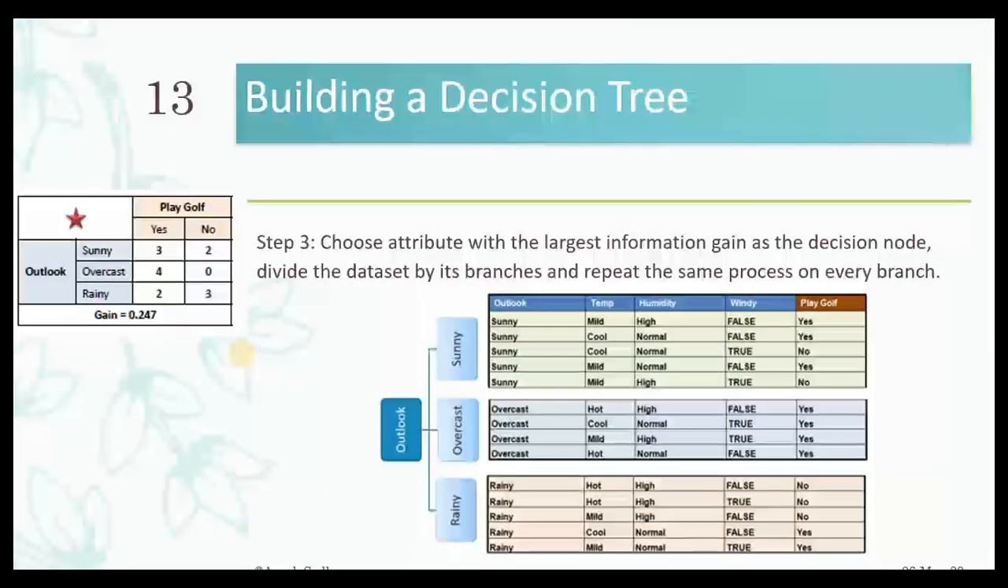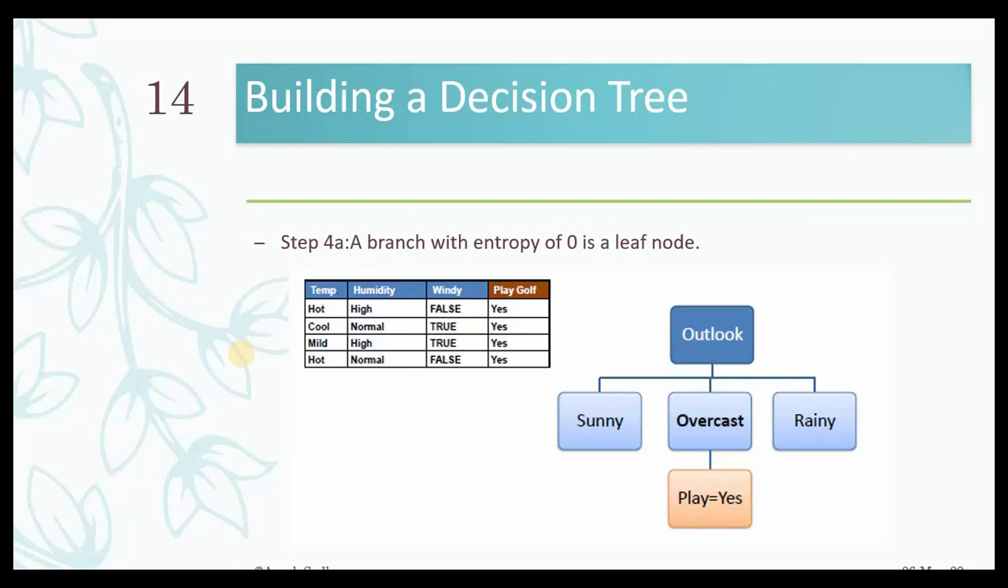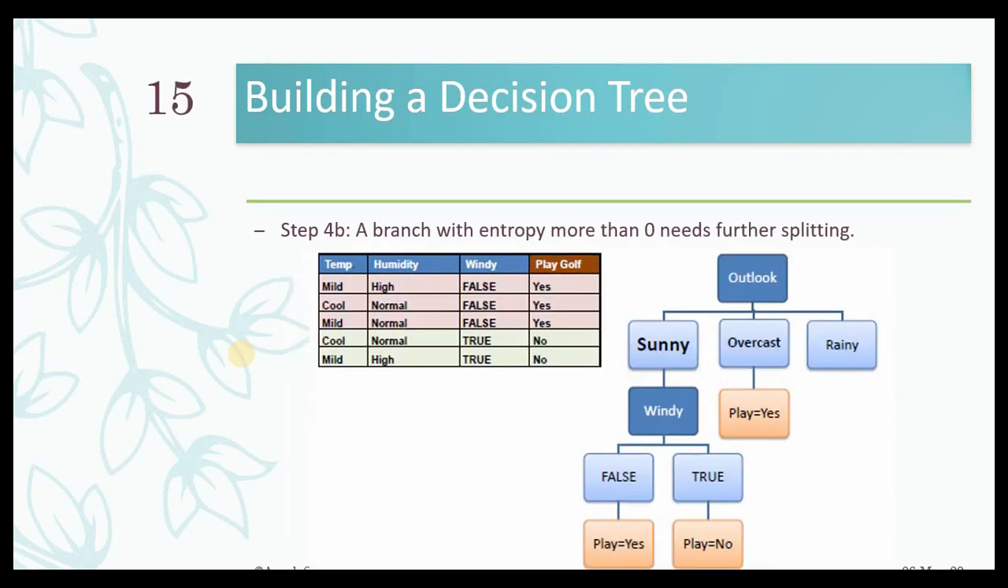So that was step 3. Step 4a: we define a branch with entropy of 0 as a leaf node. If the entropy is 0, then there is no way further. We do not need to split further. So that is a leaf node. Also, a branch with entropy more than 0 needs further splitting. Obviously, then there is further room for split, because we are not decisive when the entropy is more than 0.